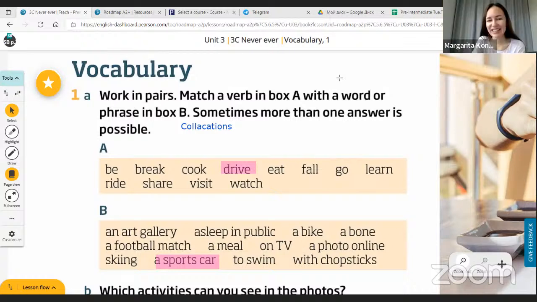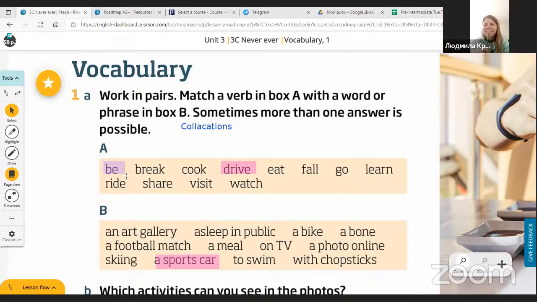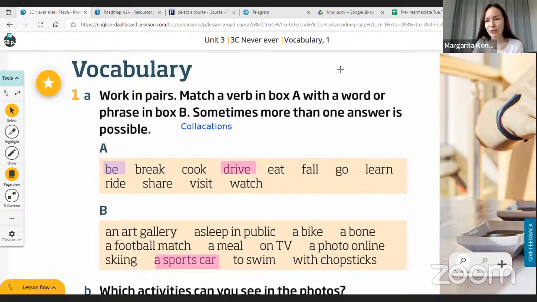Okay, let's try, yes? Let's start with B. What do you think comes with B? Maybe skiing. No. Asleep in public. Sleep in public, also not. Any other versions with B? Be a bone. Also not. Okay, let's leave it alone. Let's take the next one. Break is a bit easier.